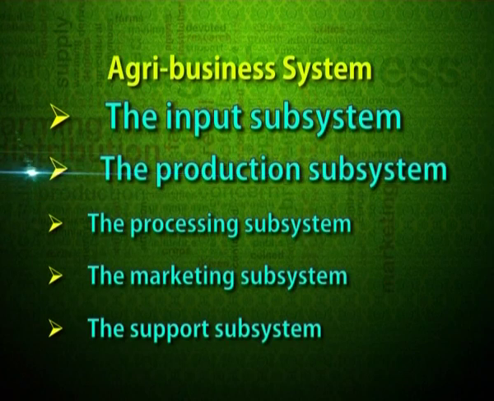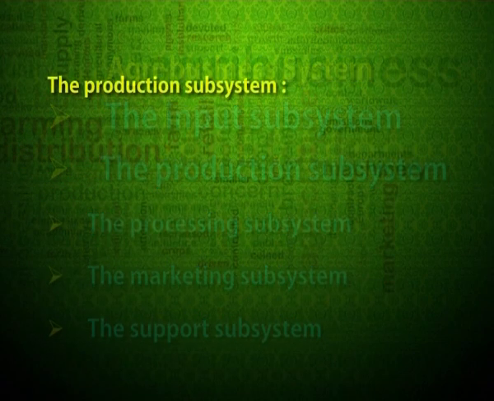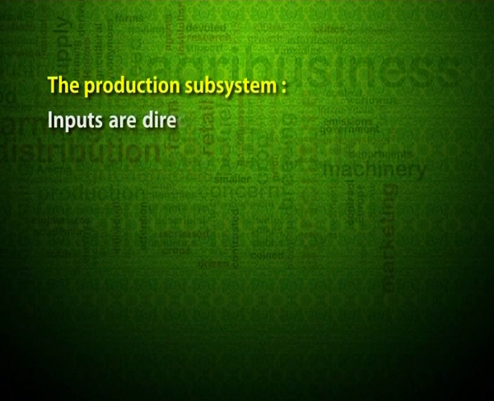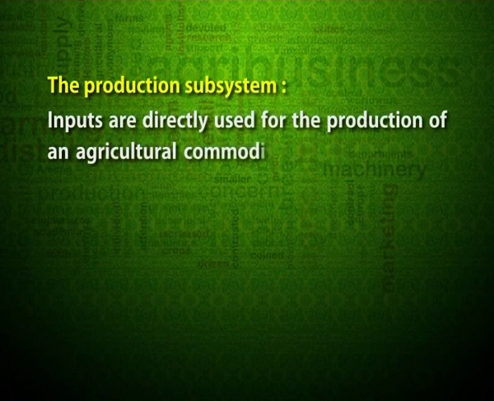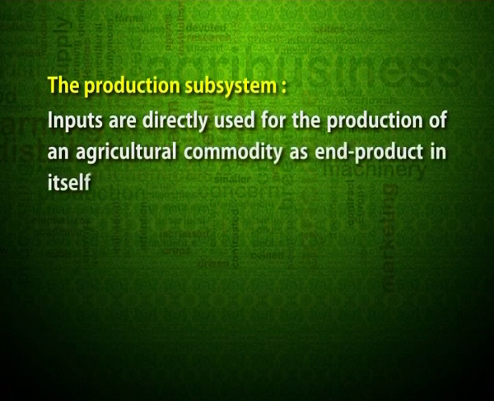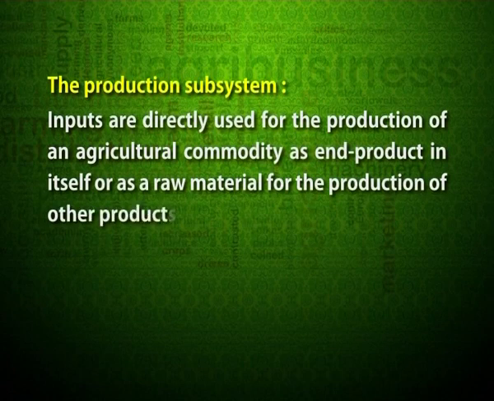The production subsystem. Inputs are directly used for the production of an agricultural commodity as a product in itself or as a raw material for the production of other products.